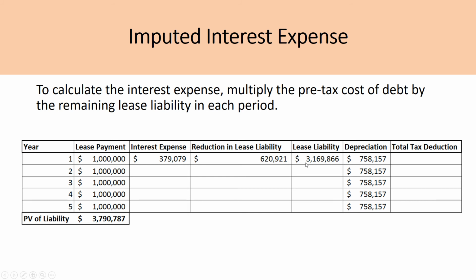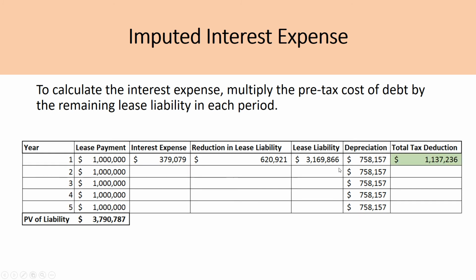Okay? And then if we sum up the depreciation charge plus the imputed interest expense, that is the total tax deduction that is reported for this capital lease, right? And that's important. So essentially there are two charges with the capital lease. There's the imputed interest and the depreciation. And so that's the total tax deduction with regards to the first year.